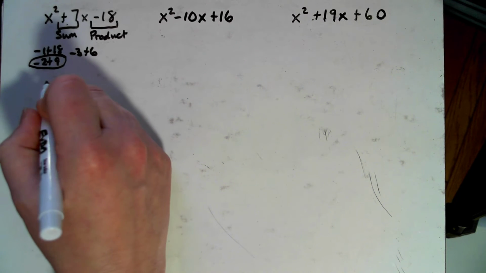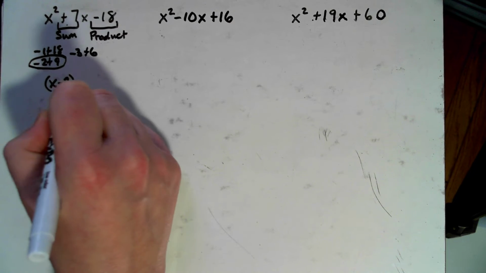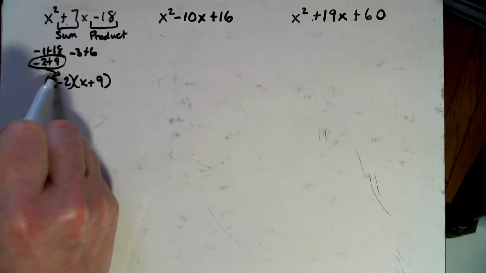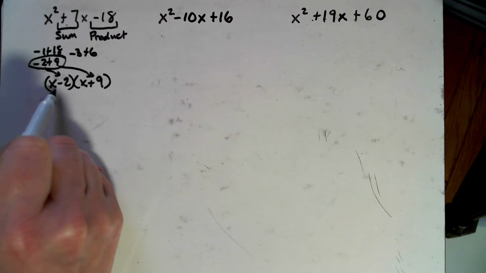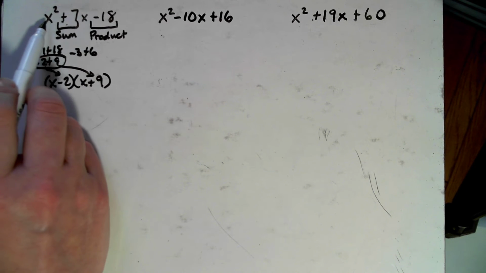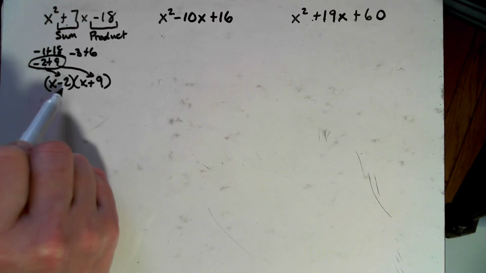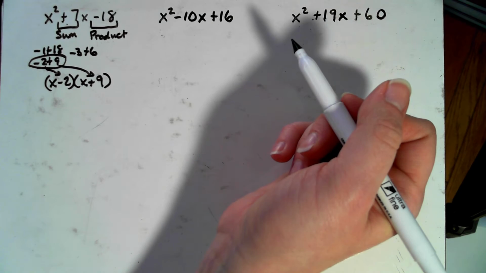So I'm going to do x minus 2 times x plus 9. And all I did was I kept these two numbers here. And this variable in front has to match the variable that was right there. So this is an x, so these two are x's, and it's x minus 2 and x plus 9.